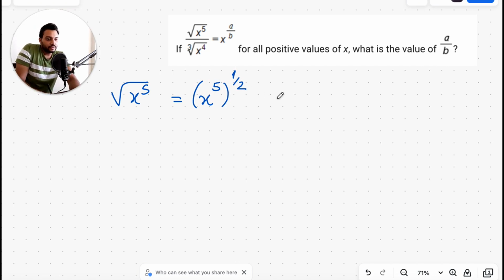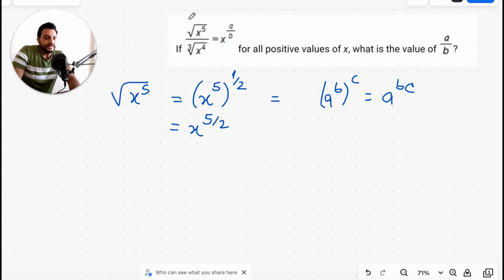Okay, so according to exponent laws, a raised to the power of b raised to the power c is equal to a raised to the power b times c. So that means x raised to the power 5 times 1/2, or x raised to the power 5/2. This is the numerator solved. The denominator is the cube root of x raised to the power 4.